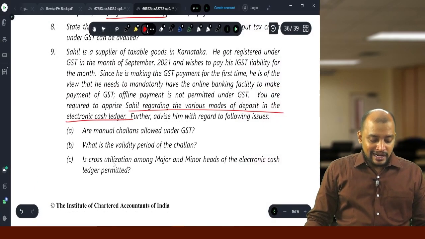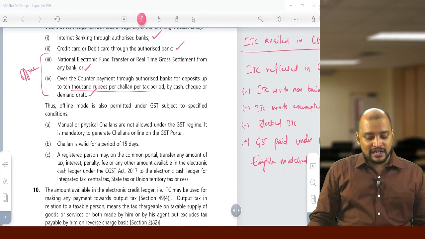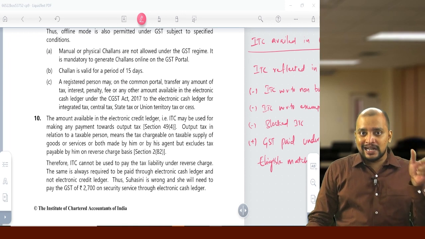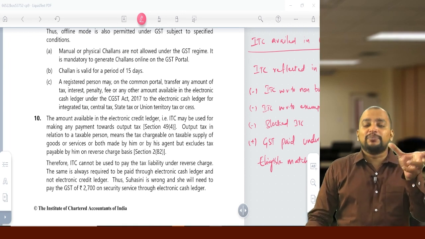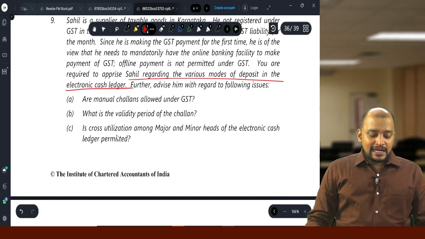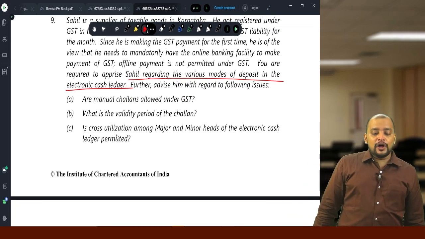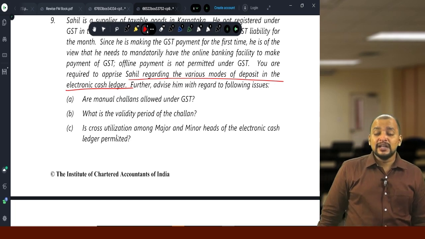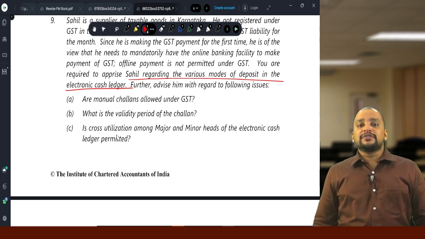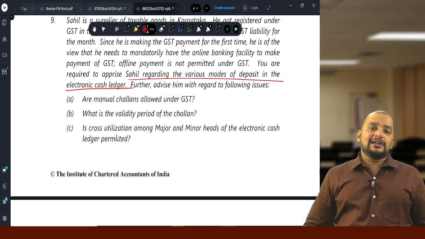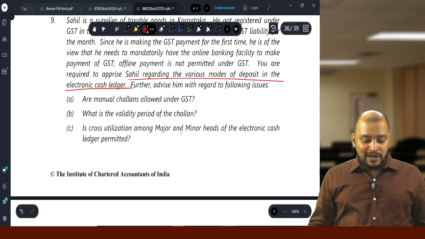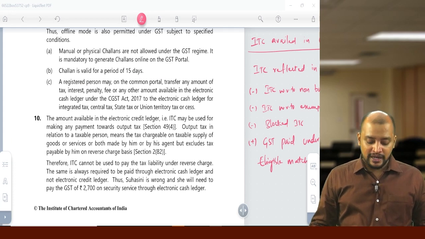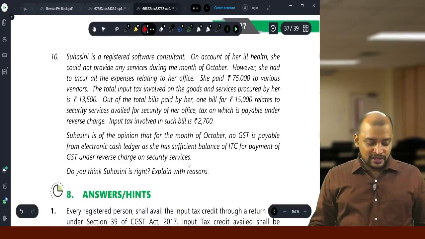Then next, what is the validity period of the challan? Once challan is generated, it will be valid for a period of 15 days. Means within 15 days we need to complete the payment. Then, is cross utilization among major and minor heads of electronic cash ledger permitted? Yes, by filing PMT 9. We can shift the balances from one head to another in the minor and major heads in the electronic cash ledger. That is possible now. Then next question, question number 10.